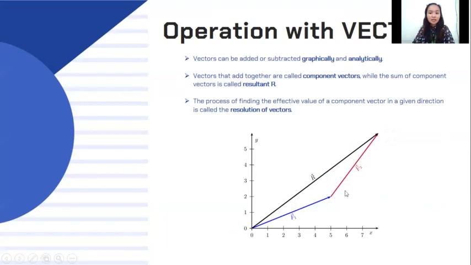So not necessary na i-add ninyo yung values na F1 and F2. This could not be added. Okay? So nagdedepende yan siya doon sa form or doon sa directions ng dalawang vectors as to how you are going to add or subtract those vectors. And then the process of finding the effective value of a component vector in a given direction is called the resolution of vectors. So the process of adding vectors is what we call the resolution of vectors.